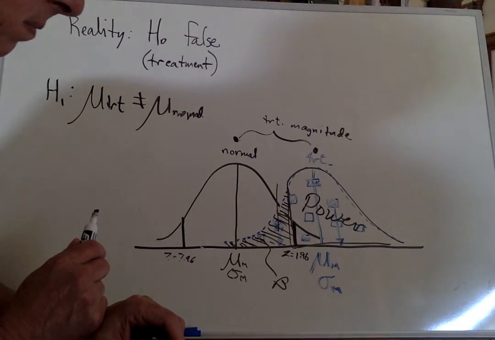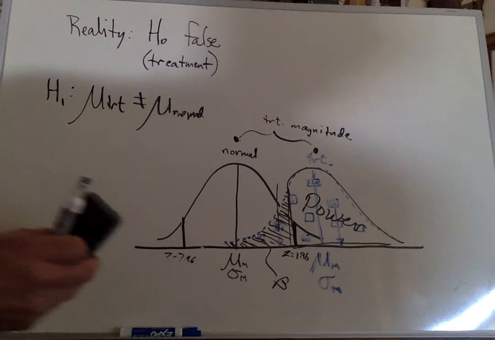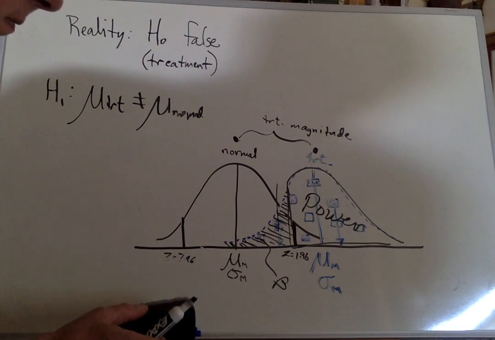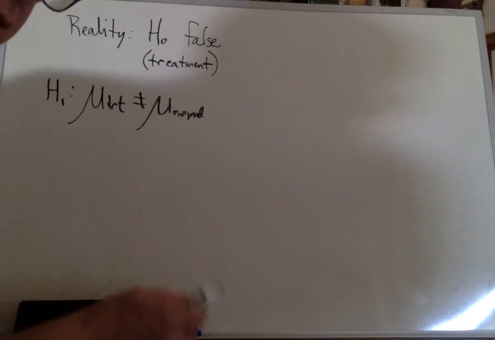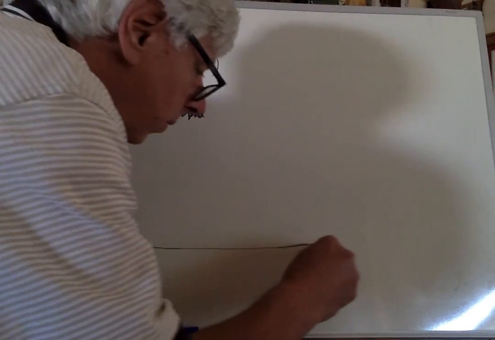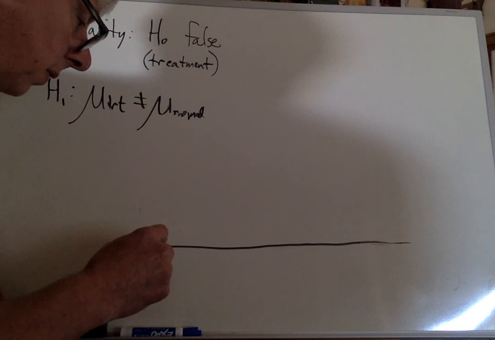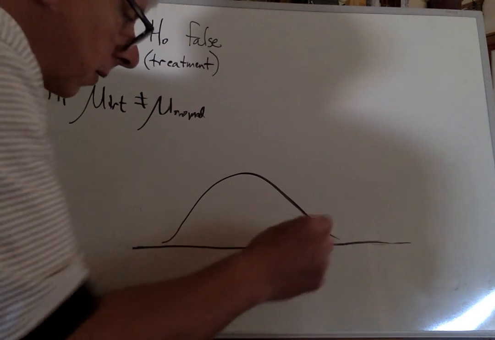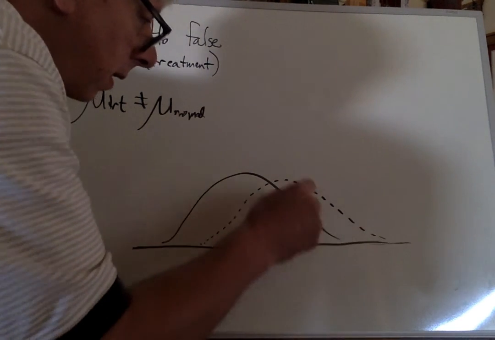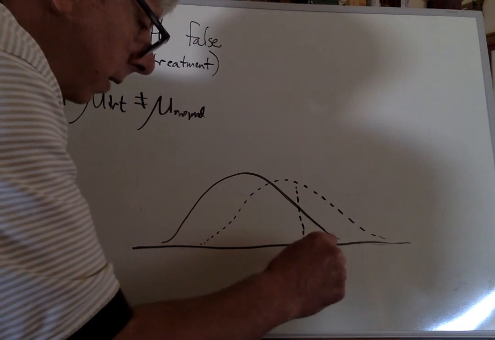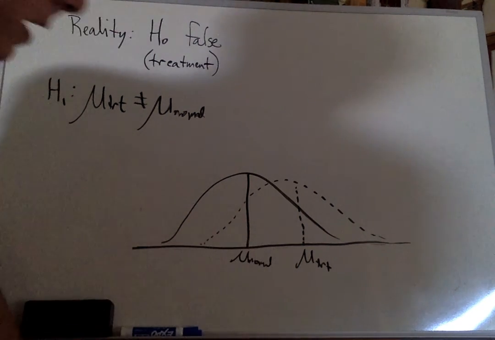So what do I do if I want to study something that I don't think is going to cause a large treatment effect? Let me redo this graph. And in fact, we can do this. I'm going to do it with a dashed line. Let's suppose that you were interested in studying something that didn't have a very large treatment effect. So let's do this. Here's my normal, and then this is my treatment mean. This is my normal mean for the populations.